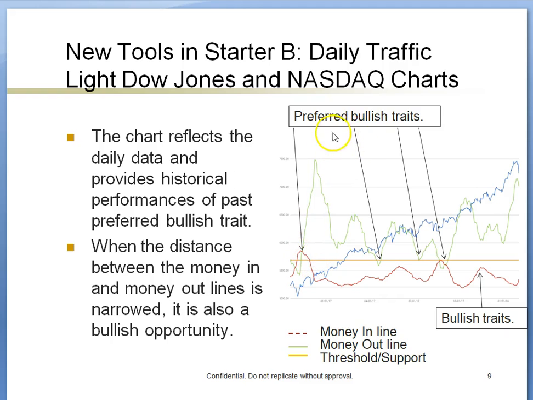I just want to illustrate a preferred bullish trade here. Here is a preferred bullish trade. The money flow out line tops above the solid orange line, and the money flow in line bottoms below the solid orange line. Here's another one, and another one. And you can see how the index reacts when the preferred bullish trade is shown. And if no line is crossing, but the money flow in line and the money flow out line are just turning, it's also a preferred bullish trade.